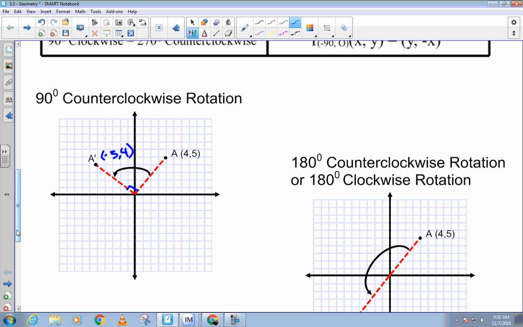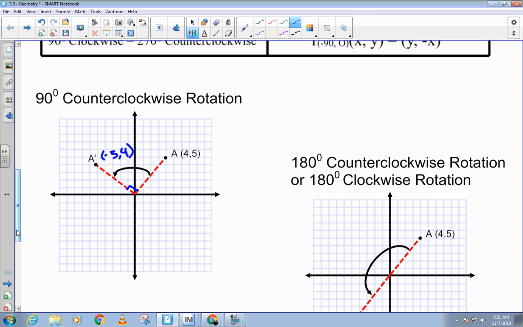Well, if it's 90 degrees counterclockwise, I always pretend that I'm in the first quadrant. I may not be, but I just pretend I am. And if I'm going to go 90 degrees counterclockwise, I have to go over the y-axis. So that's the one that changes signs.